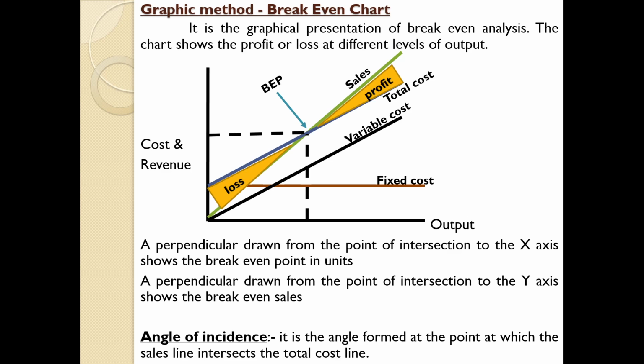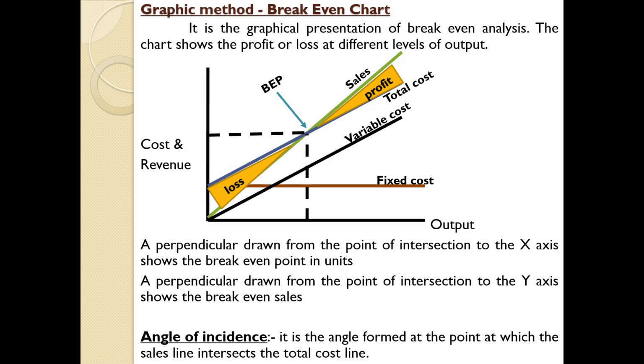And angle of incidence, in most cases you need not plot it. You just understand the concept. Angle of incidence is the angle formed at the point at which the sales line intersects the total cost line, and it is the angle between the sales line and the total cost line at the point of intersection. It is the angle at the break-even point.